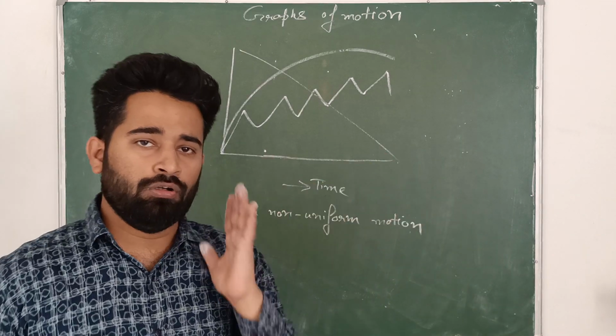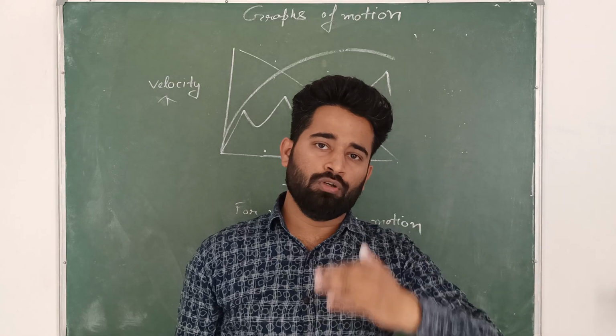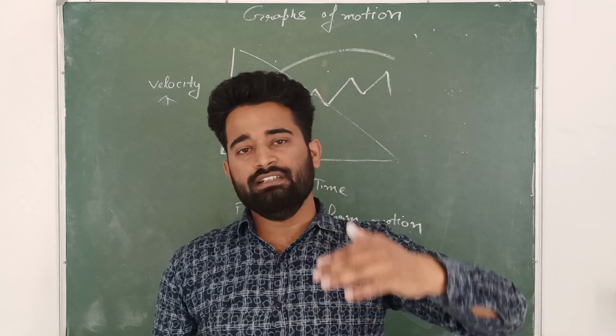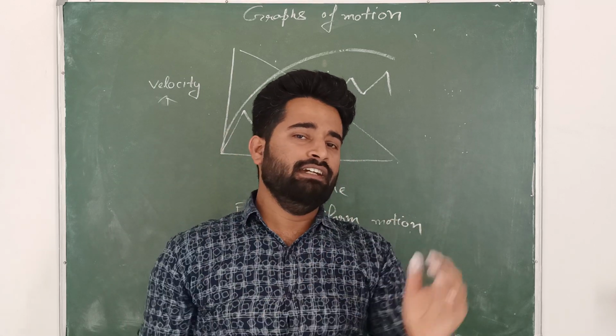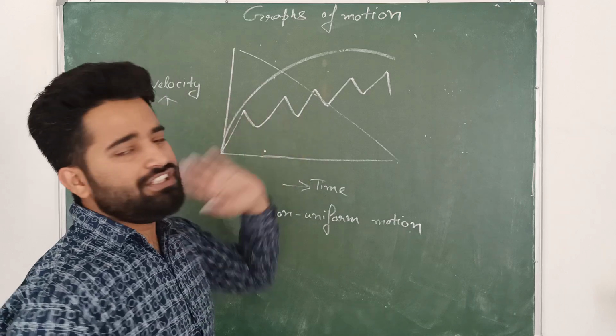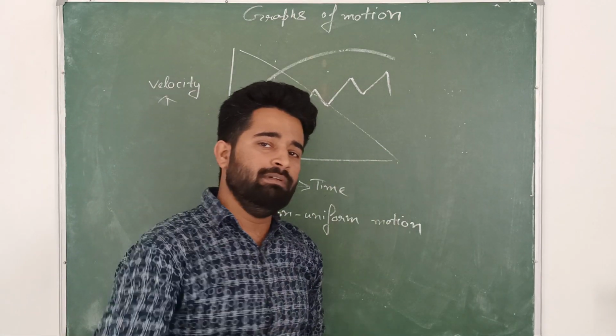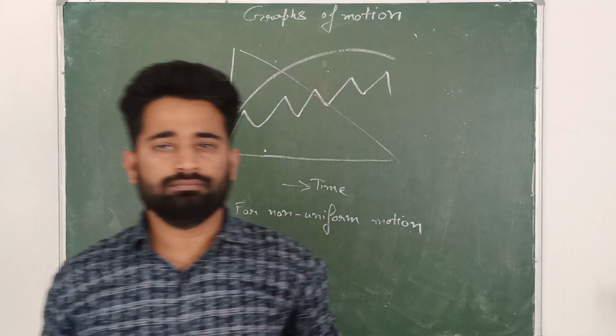In non-uniform motion, sometimes the speed or velocity is increasing, sometimes decreasing, maybe sometimes 10, then 30, then 70. It is not increasing at equal intervals. So the graph will be of any shape. It can be curved, it can be zigzag, it can be of any shape. So draw this in your notebook.